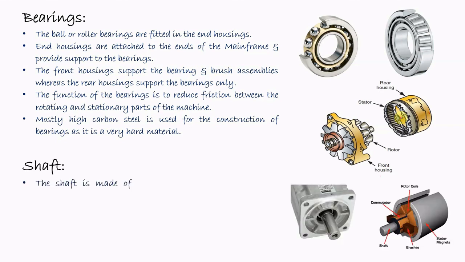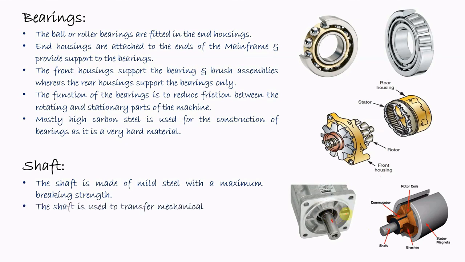Next is the shaft. The shaft is basically made of mild steel with a maximum breaking strength. The shaft is part of the rotor. It is also the rotating part of the machine. Just like here, this is the rotor commutator, and this is the shaft. Here also it is a shaft. The shaft is basically used to transfer the mechanical power from and to the machine.